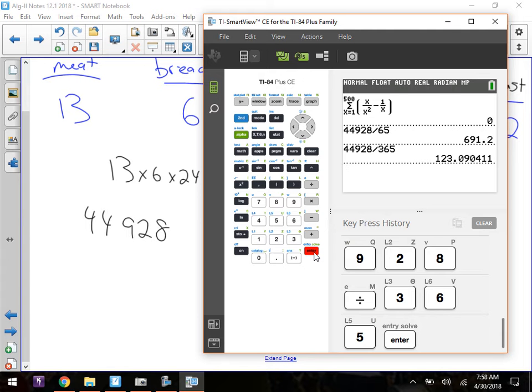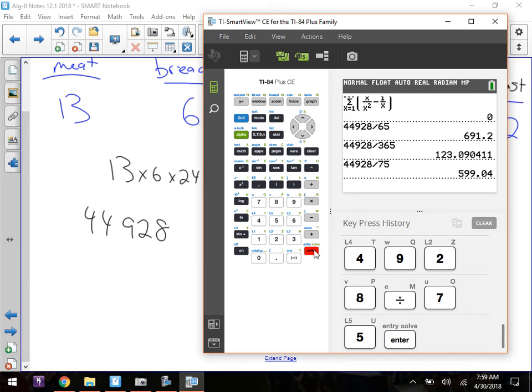So if you take your 44,928, you'd have to have basically 600 sandwiches a year. 600 sandwiches? Now, think about it. 600 sandwiches. That's 2 a day, all right? So you're looking at 2 a day.